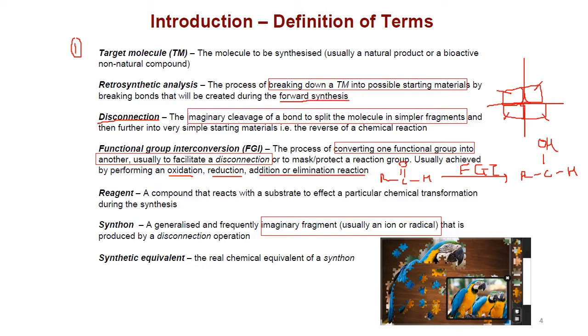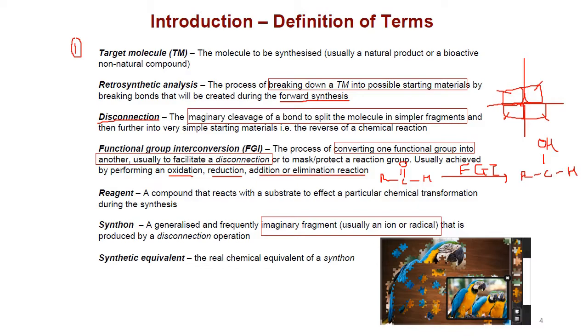Okay, and then term number 5 is reagent. Reagent is a common term that you have encountered since you were in school. Reagent means a compound that reacts with a substrate to effect a particular chemical transformation during the synthesis.